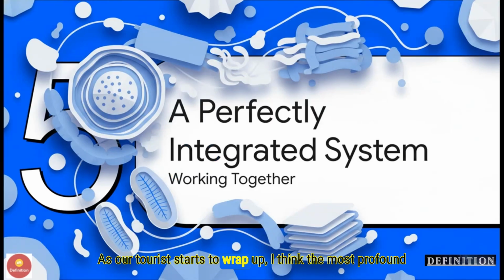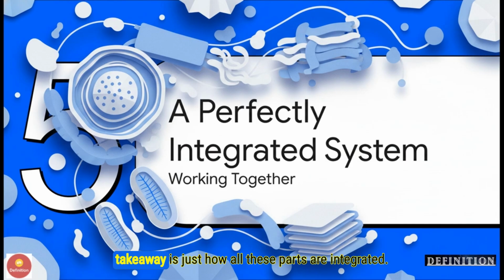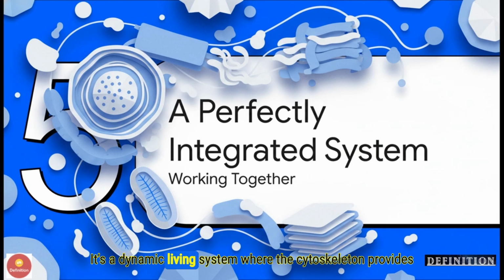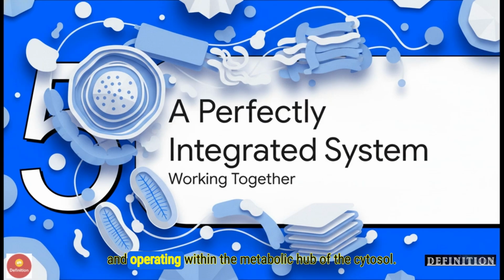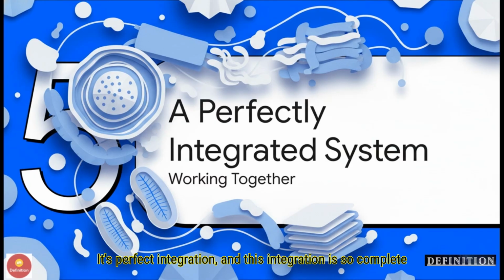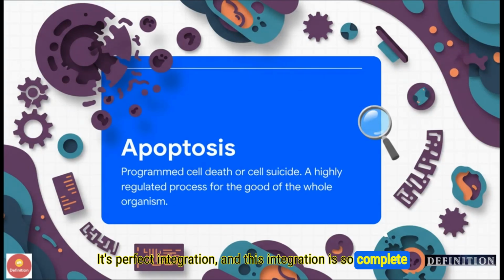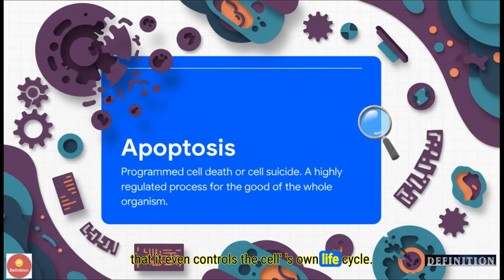As our tour starts to wrap up, I think the most profound takeaway is just how all these parts are integrated. It's not a random collection of organelles. It's a dynamic, living system where the cytoskeleton provides the structure and the transport network, all of which is suspended and operating within the metabolic hub of the cytosol. It's perfect integration. And this integration is so complete that it even controls the cell's own life cycle.